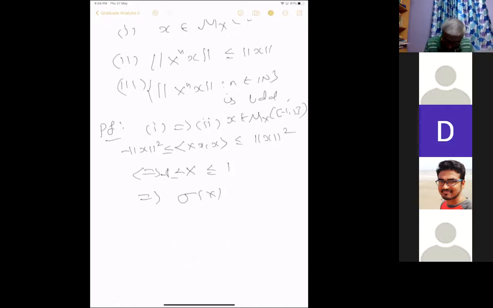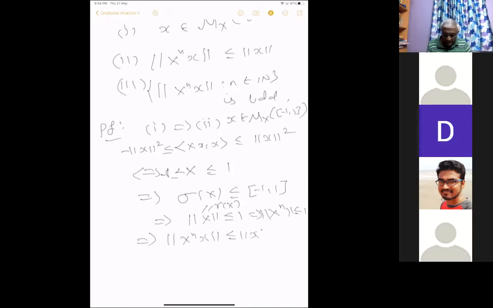This implies the spectrum of x is contained in [-1, 1]. Correct? Okay. This in particular implies that norm x is less than or equal to 1, which is equal to the spectral radius. This is the spectral radius, which is equal to 1. Norm x is the spectral radius, equal to 1, so less than or equal to 1. So this certainly implies that norm x power n is also less than or equal to 1. So norm x power n is less than or equal to norm x.